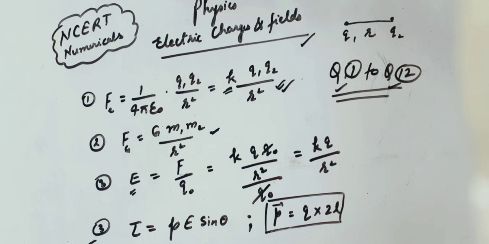And another formula is torque. So torque will be equal to electric dipole moment into electric field into sine theta. Theta is the angle between electric dipole moment and electric field, and electric dipole moment will be equal to q into 2l. 2l is what? It is the dipole length. So p, the electric dipole moment, will be equal to charge into dipole length. So we are going to start the numericals from question first to 12.